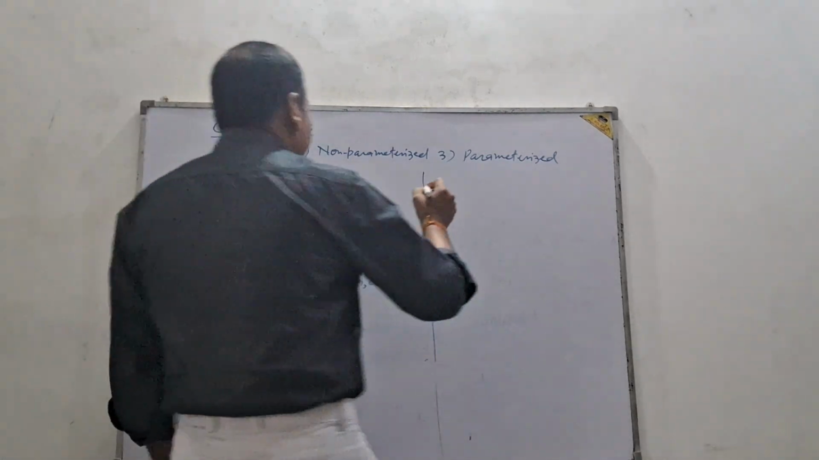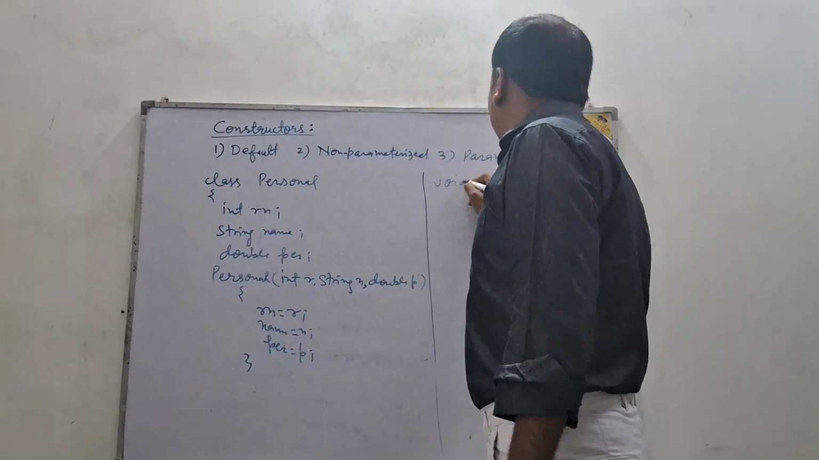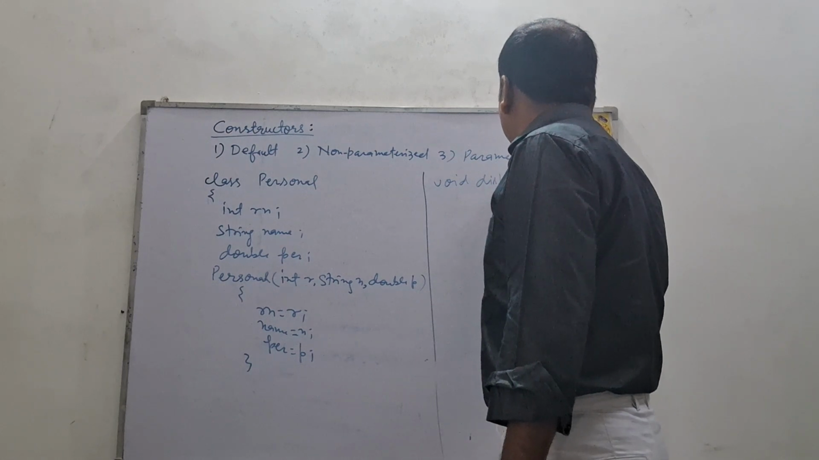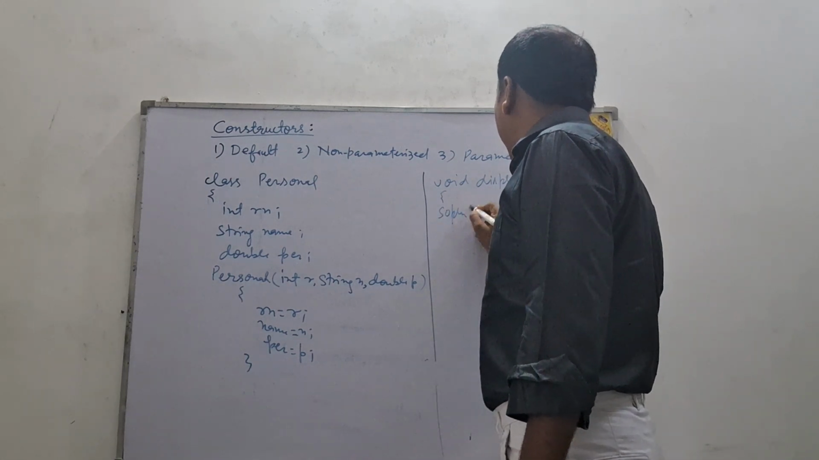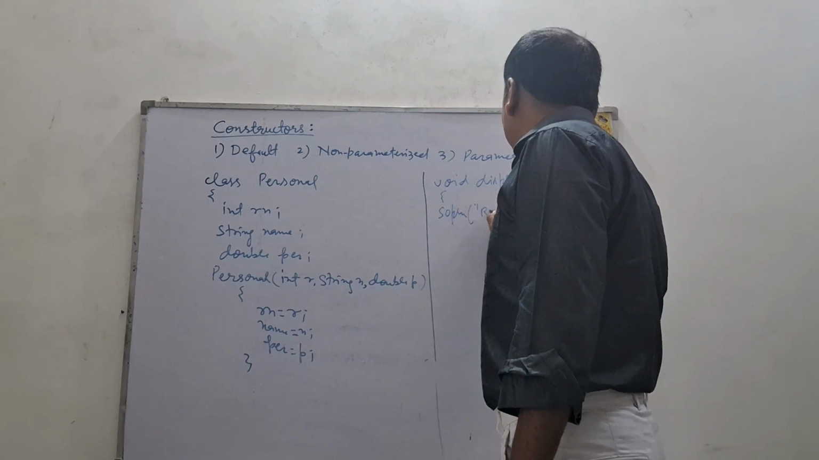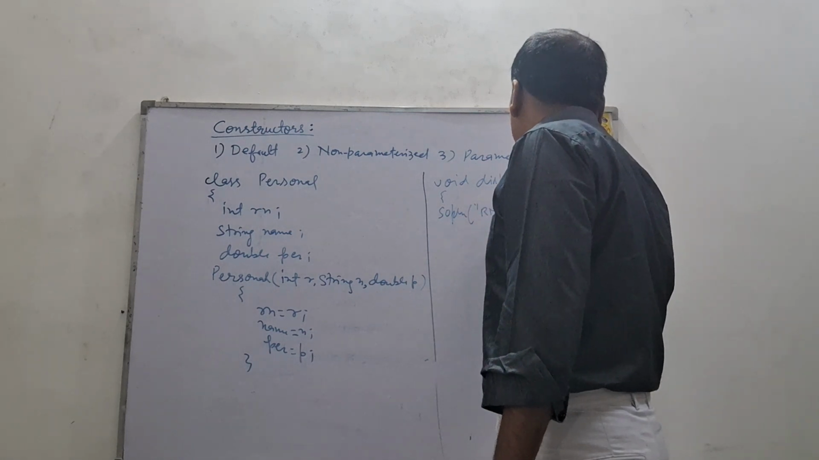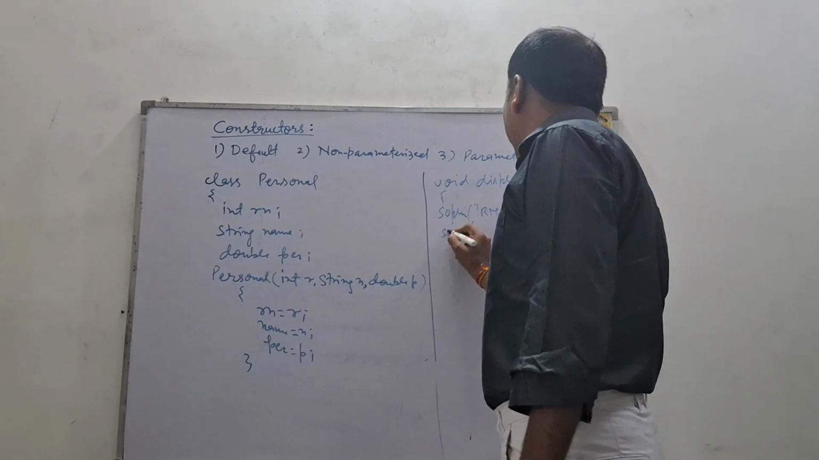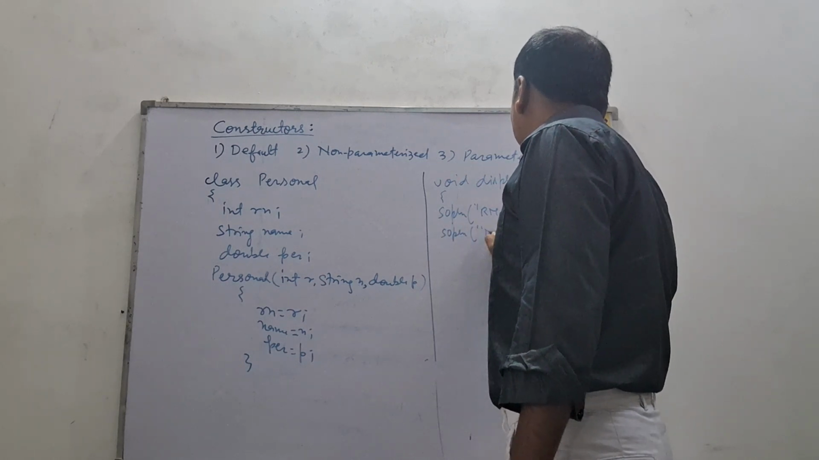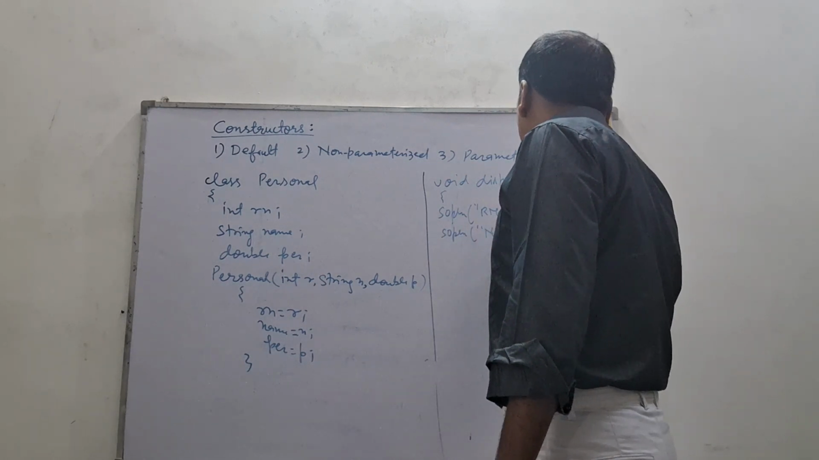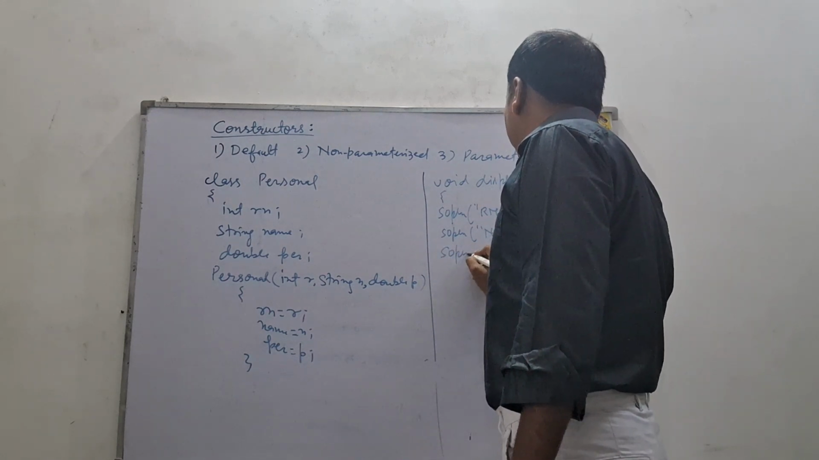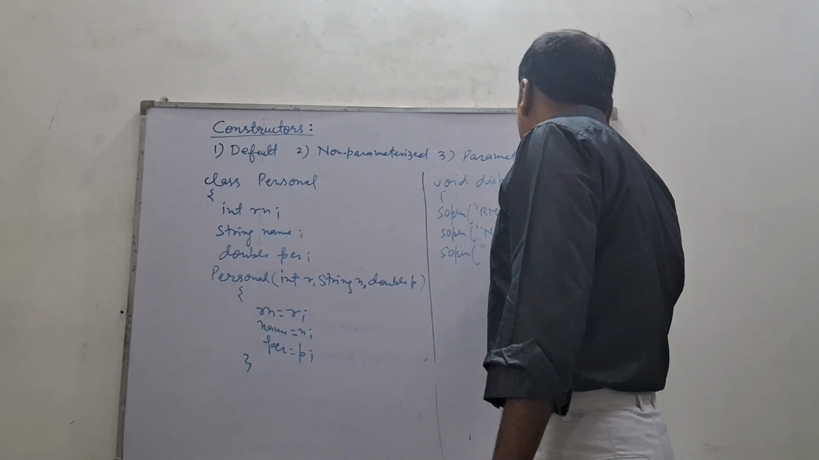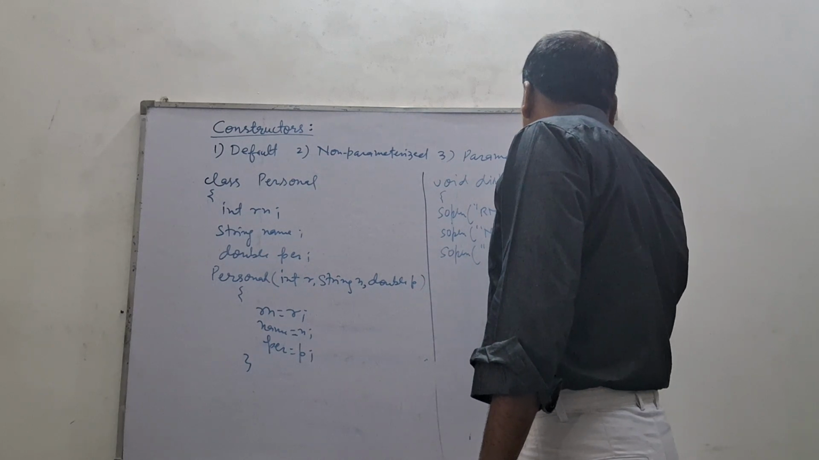Now the display function in the same way, like how you have written in the previous example, system.out.println roll number is equal to plus Rn, name is equal to plus name, percentage is equal to plus P.